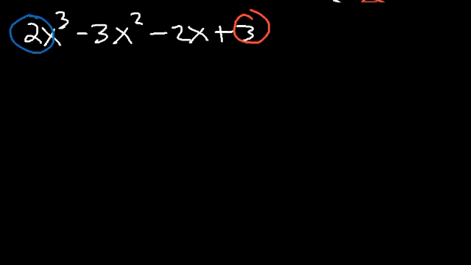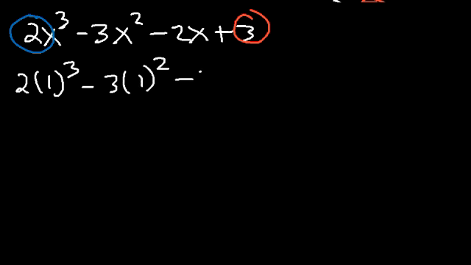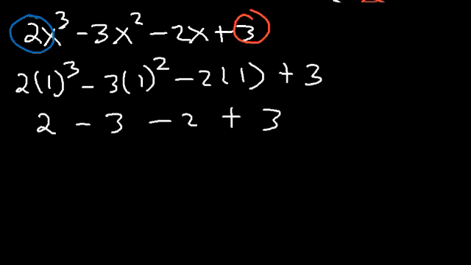So let's start with 1. So if we plug in 1, will it equal 0? This is 2 minus 3 minus 2 plus 3. 2 and negative 2 will cancel, they add to 0. Negative 3 plus 3 is 0 as well. So 1 works.